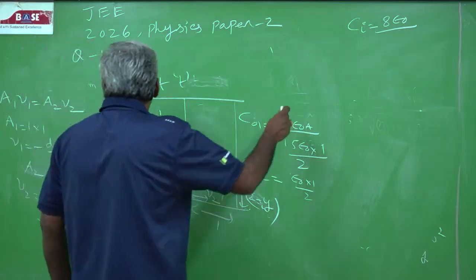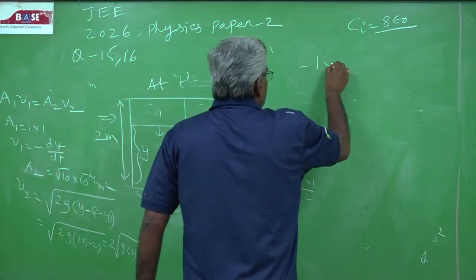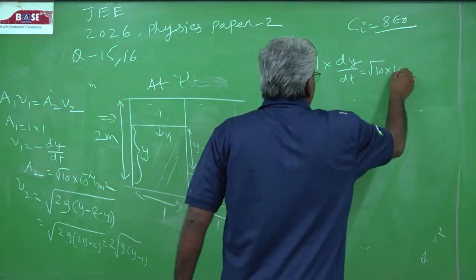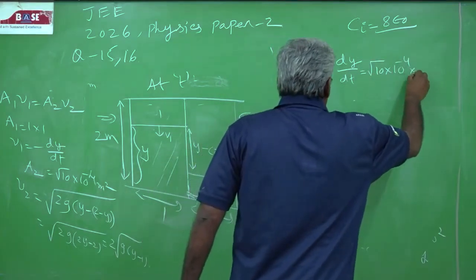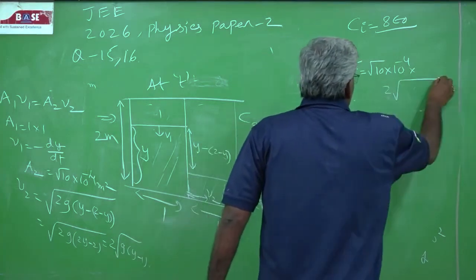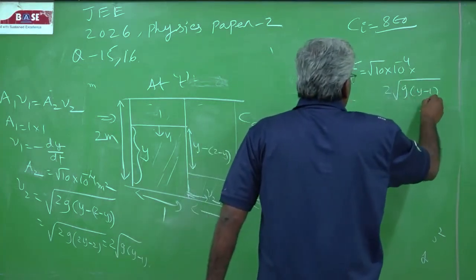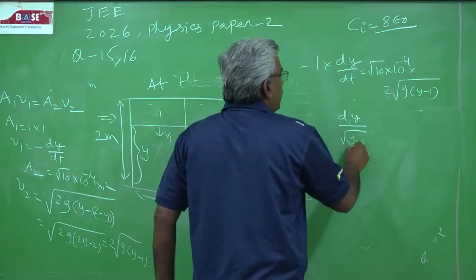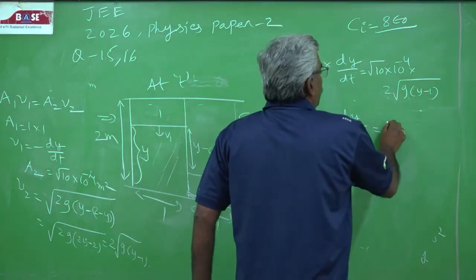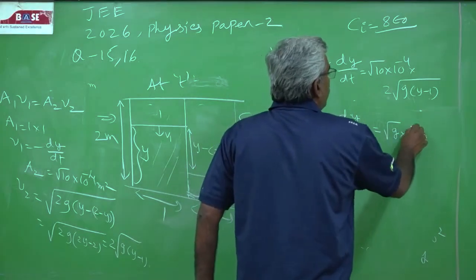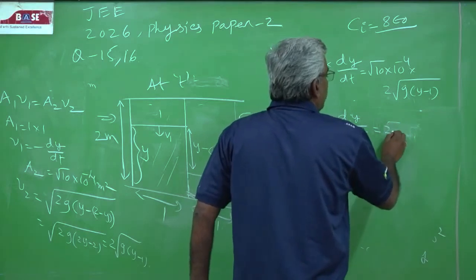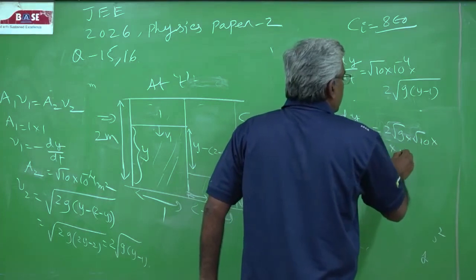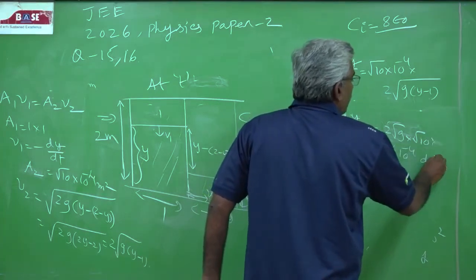So finally what is left is 1, that is minus 1 into dy by dt is equal to root 10 into 10 power minus 4 into 2 root g into y minus 1. So bring this down: dy by root of y minus 1 is equal to 2 into root g into root 10 into 10 power minus 4, multiplied by dt.